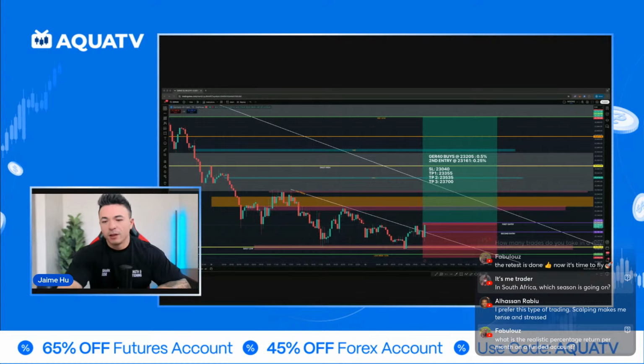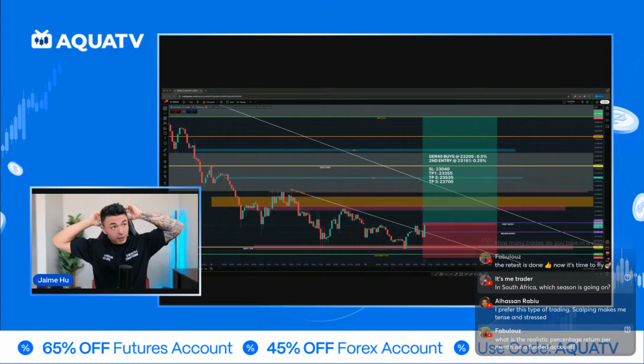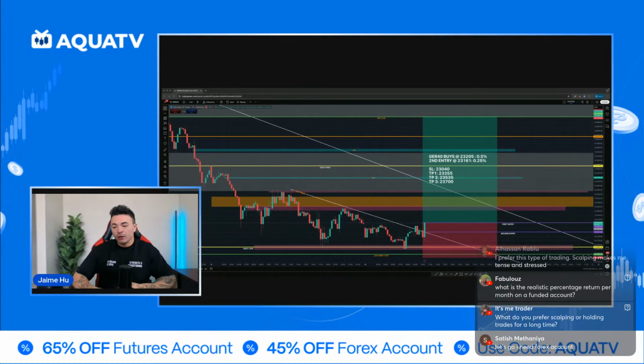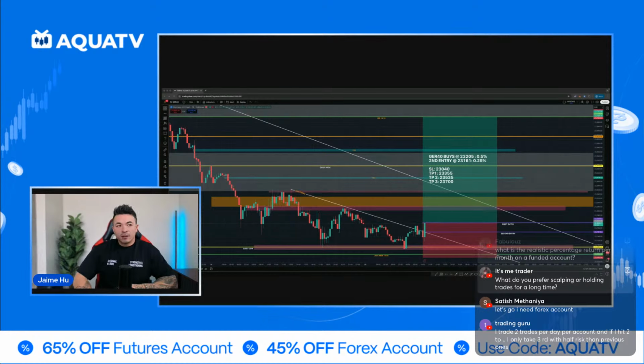Return per month on a funded account. That's very, very difficult to say because everyone's different, right? It also depends on the market conditions and what it gives you. Once you start trading for a while, you can nail down your average. But for me personally, my average differs quite a lot. I try to aim for maybe 12% a month, which is quite doable.